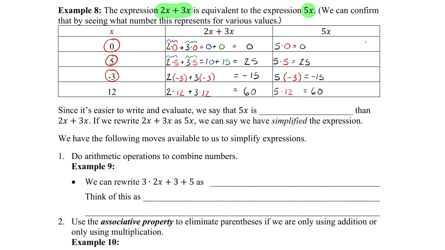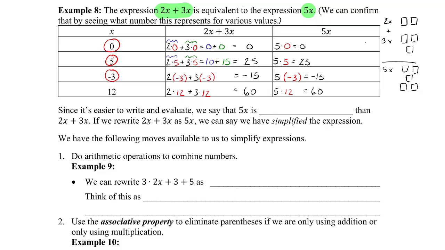If we're thinking in terms of the cookies again, right? 2x, that's 2 boxes of cookies, plus 3x, that's 3 boxes of cookies. We'd expect that to give us 1, 2, 3, 4, 5 boxes of cookies. So it seems to make sense that these will in fact be equivalent.